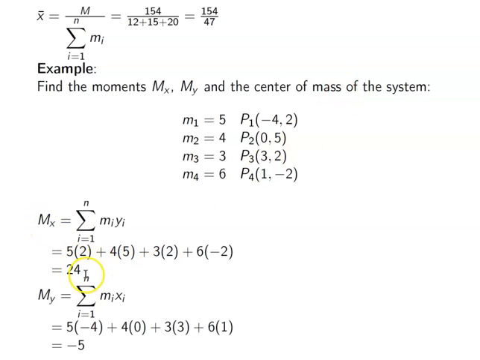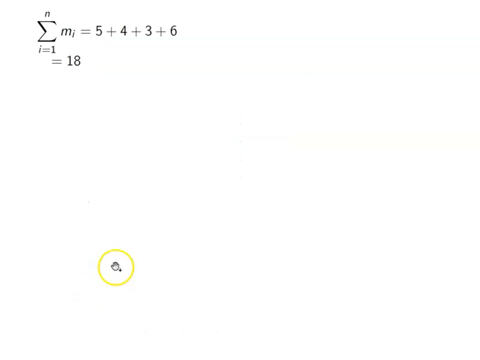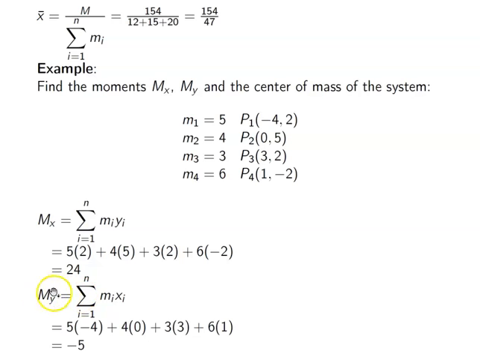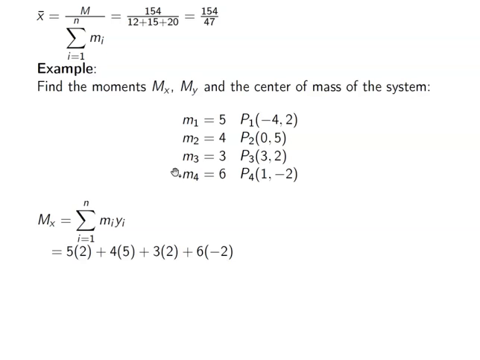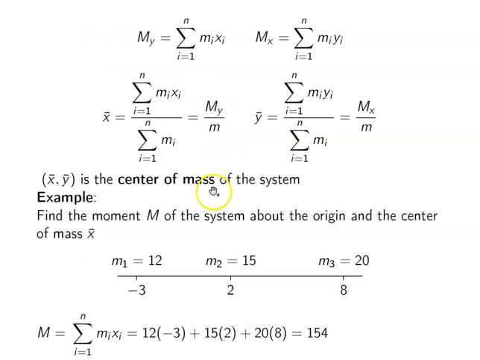We just take these moments, right, about x and the moments about y, and we divide them by the sum of the masses. So for the first one, it'll be 24 divided by 18, for about y. And then about x is going to be 5 divided by 18, right? So mass about y is actually our x value, right? Remember how this works. X bar is moment about y over m. Y bar is moment about x over m.